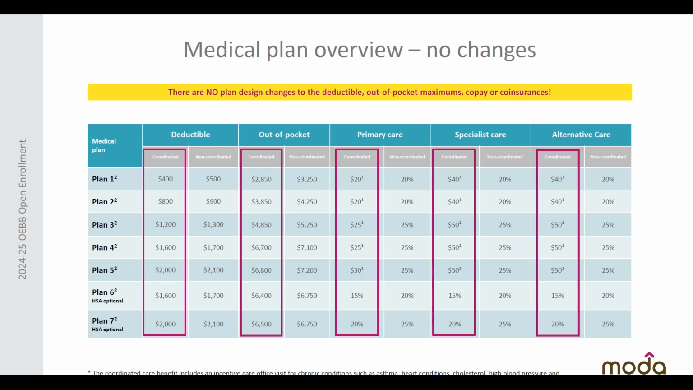Please keep in mind that 6 and 7 are your high deductible health plans, meaning you can attach a health savings account with that. With a health savings account and a high deductible health plan, you have to meet your deductible first before insurance kicks in anything. So if you're on plan 7, you would have to meet that $2,000 deductible before an 80-20 split coinsurance would apply.